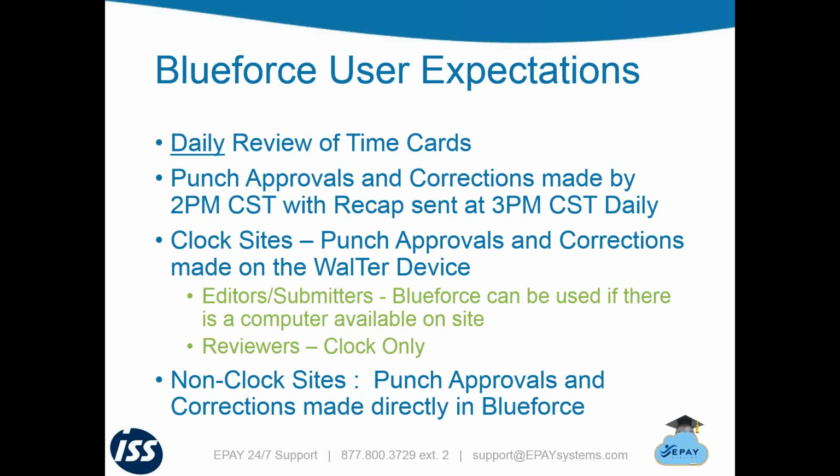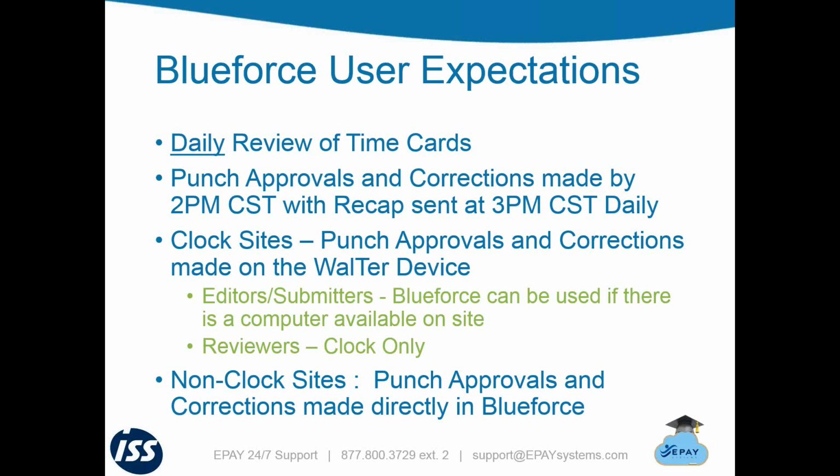Now, punch approvals and corrections should be made by 2 p.m. Central Time, with a recap that's going to be sent out to all submitters at 3 p.m. Central daily. Now, what this basically means is we have a report that sends out on a daily basis, giving you an update as to where you are with your actual time versus what you've scheduled in the system. That way, you also know if there's any open punches from that report. So from that, you can really quickly tell if you need to go back and pay a little closer attention to your daily time cards.